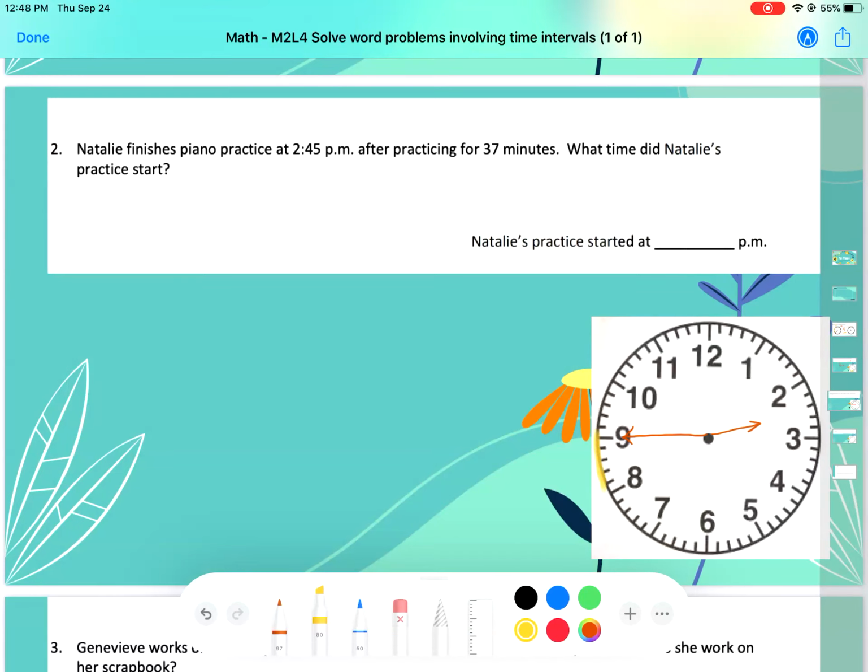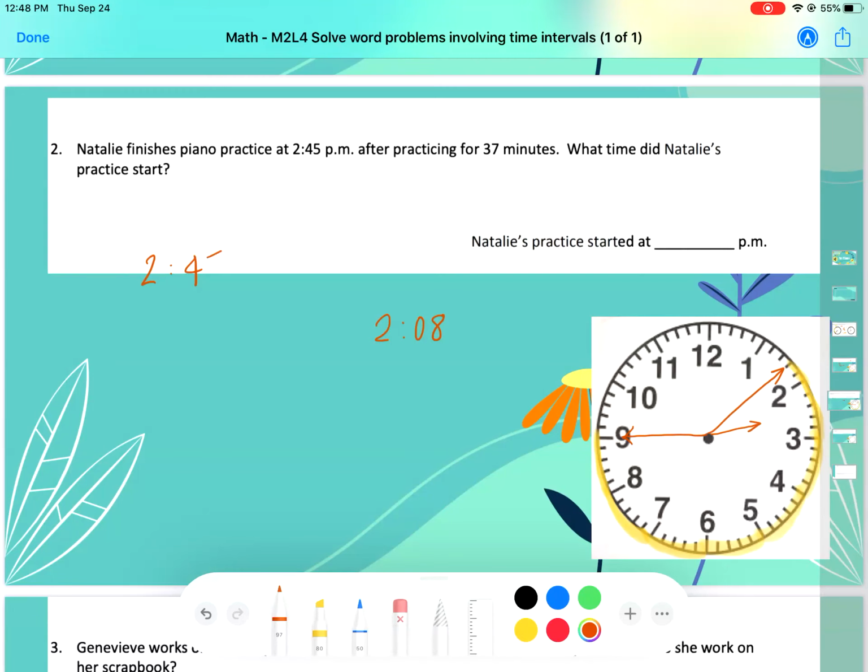We know that this whole section is 5 minutes. So I'm going to move 5, 10, 15, 20, 25, 30, 35, and I need to move 2 more to make it 37. And I figure out that she started her practice at 2:08. So let's check.